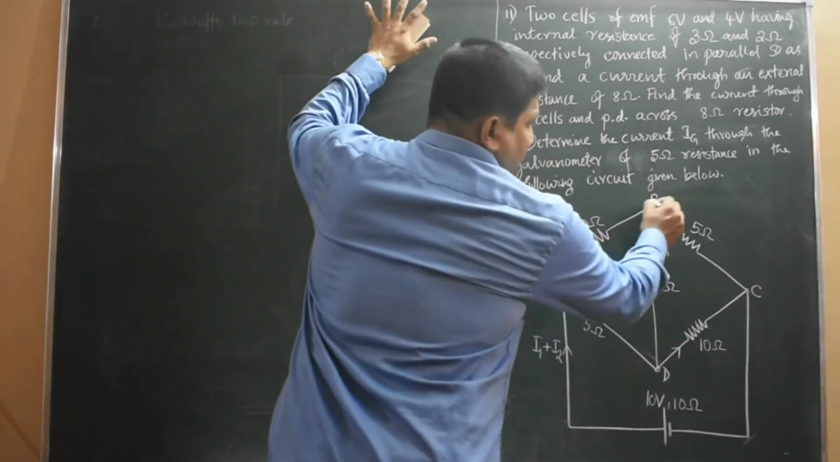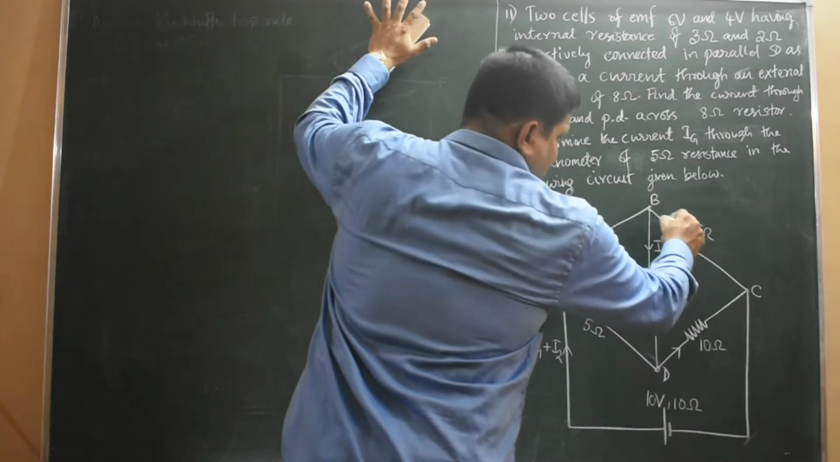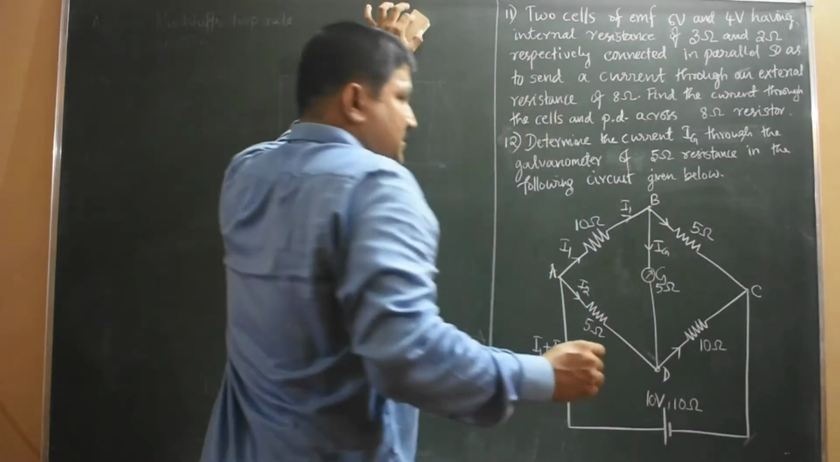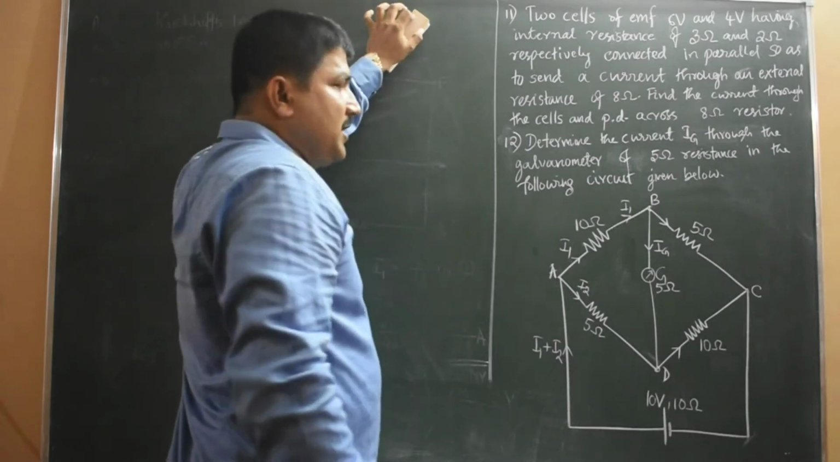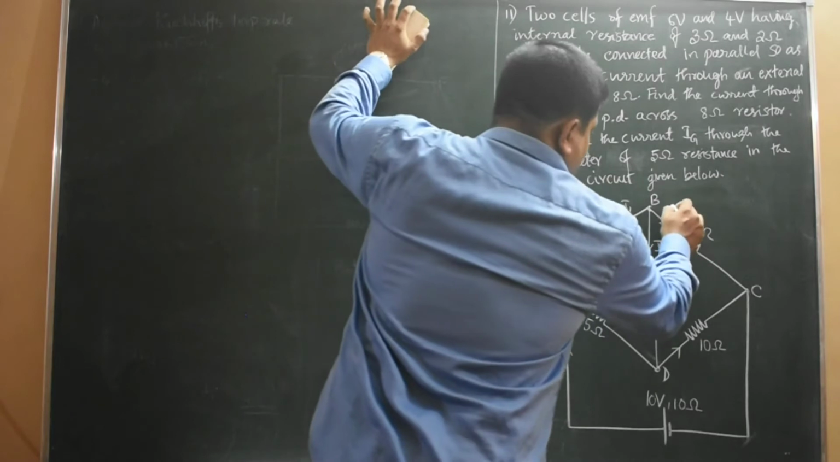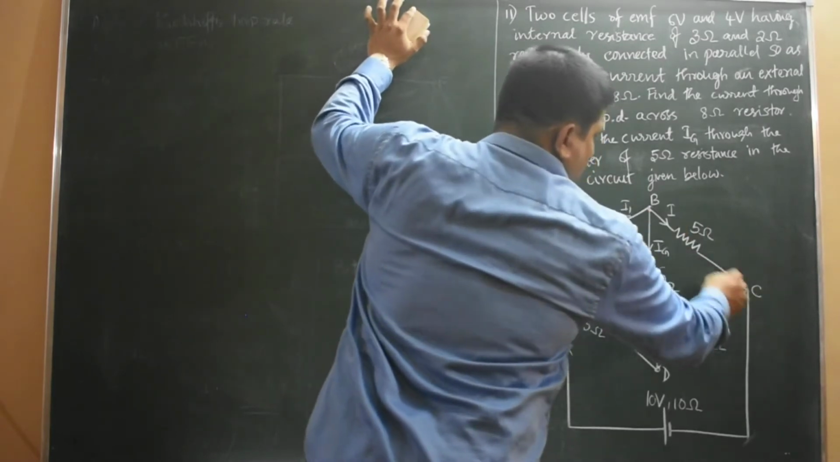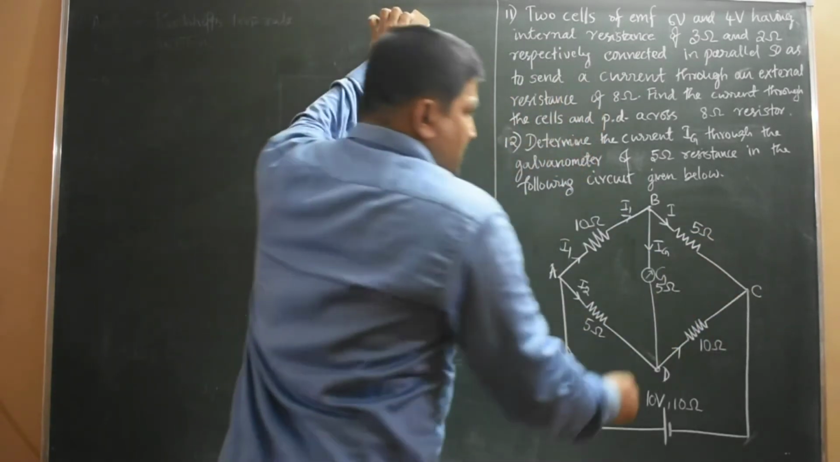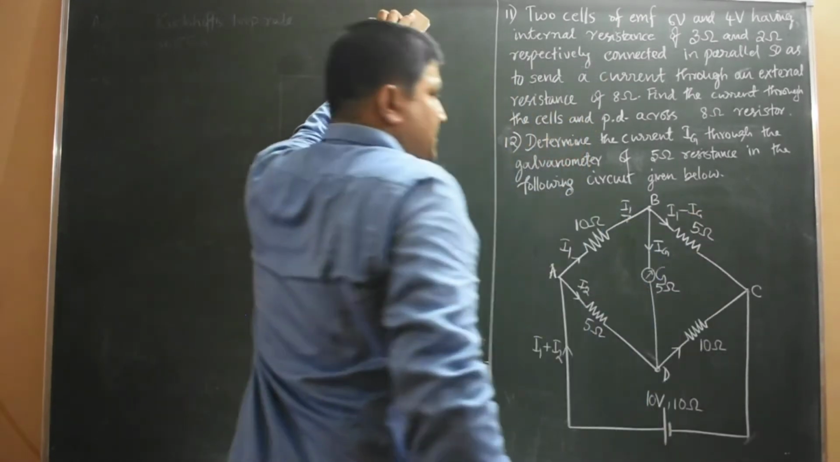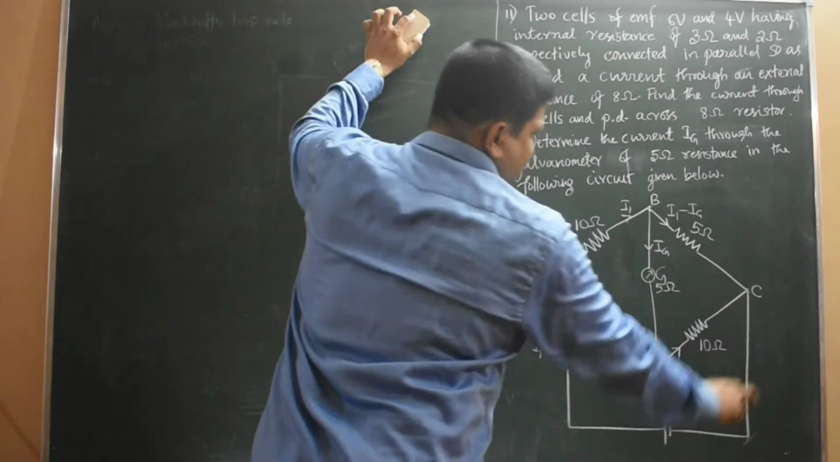Now here the current Ig to the galvanometer is already given. Out of I1 coming to the junction, the current flowing through branch AB partially goes this way as Ig. The remaining current flowing to branch BC is I1 minus Ig. This is the current through the 5 ohm resistor BC.